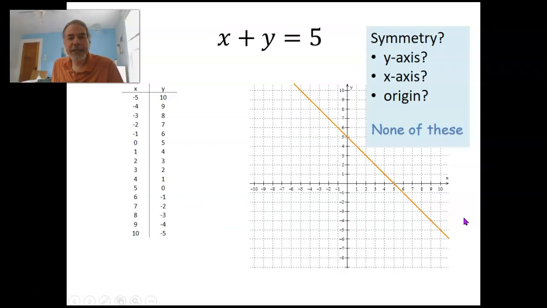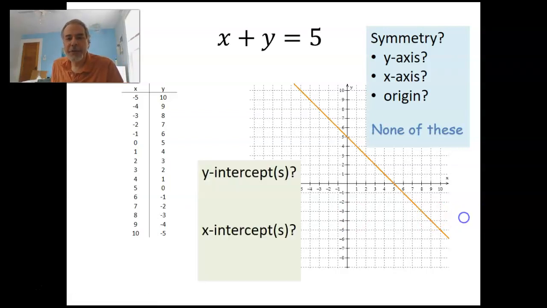Does it have x and y intercepts? And if so, what are they? Well, the y-intercept would be this point where we cross the y-axis, and that would be the point (0, 5). The x-intercept would be the point where we cross the x-axis, and that would be the point (5, 0).